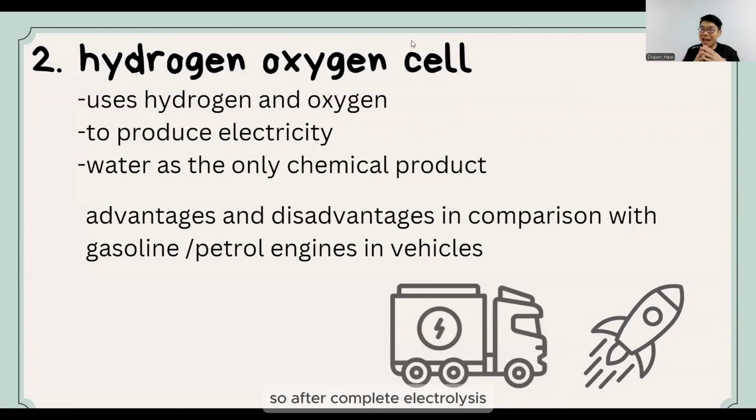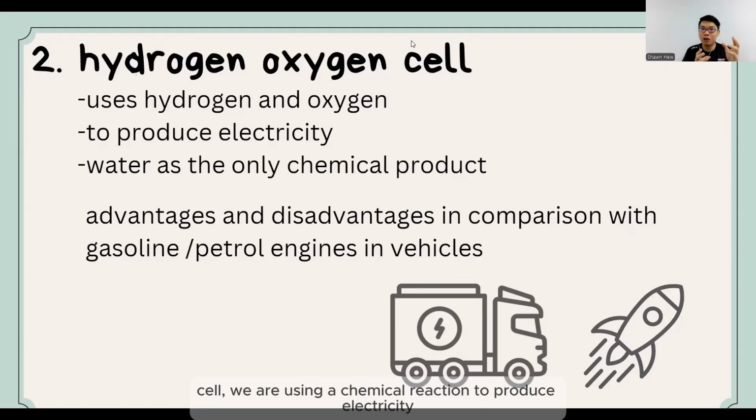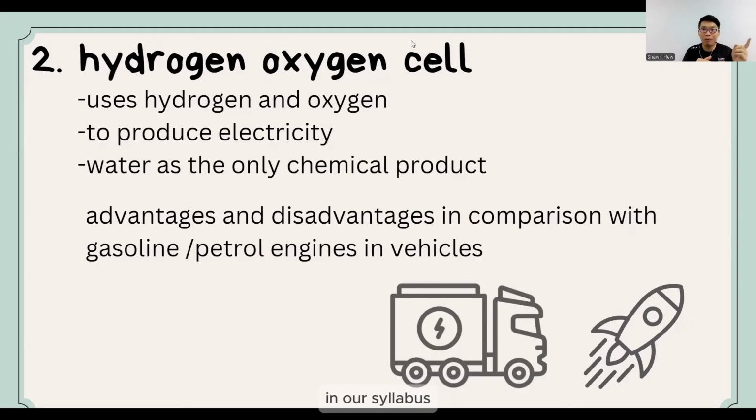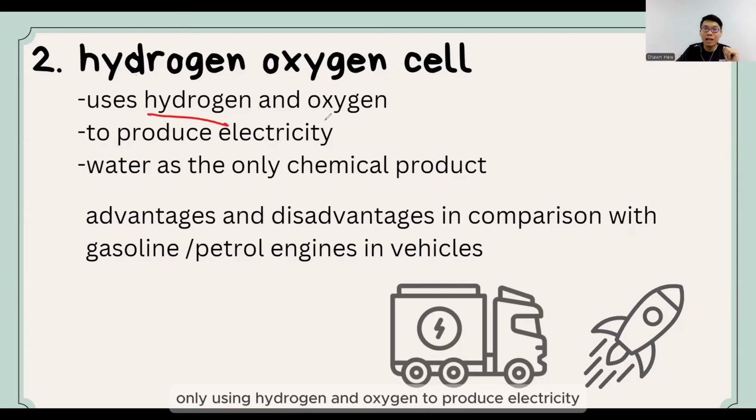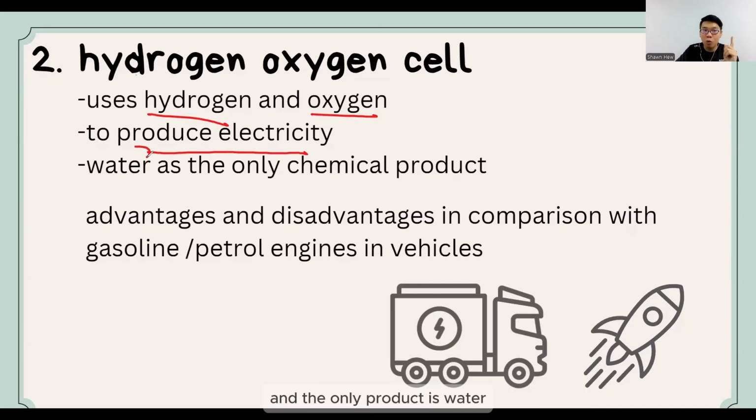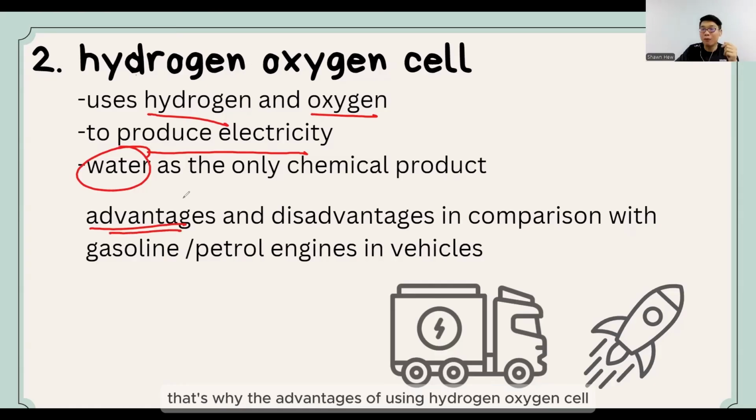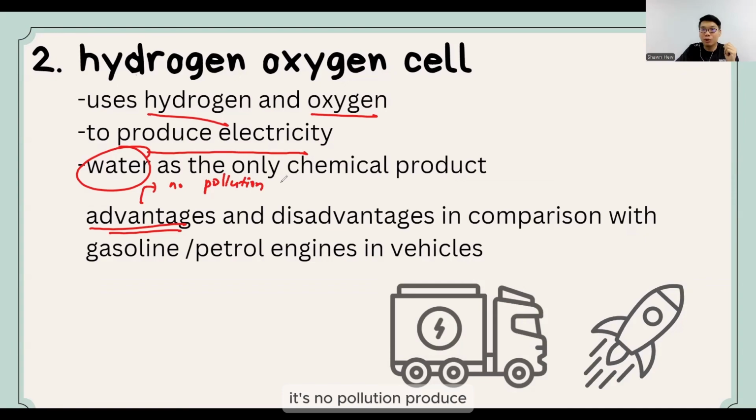So after completing electrolysis, now we are dealing with cell. Cell, we are using a chemical reaction to produce electricity. In our syllabus, we are learning only hydrogen-oxygen cell, which uses only hydrogen and oxygen to produce electricity. And the only product is water. That's why the advantages of using hydrogen-oxygen cell would be no pollution produced because it does not produce, for example, CO2, that is the greenhouse gas bad for the environment. And it also has less sound pollution because less noise is produced.